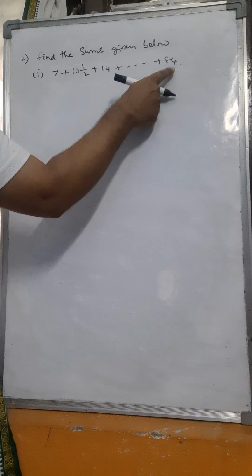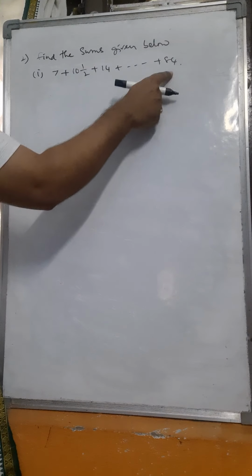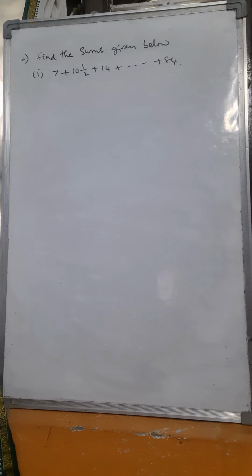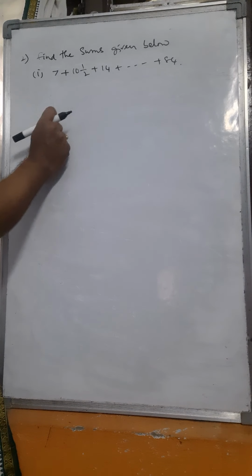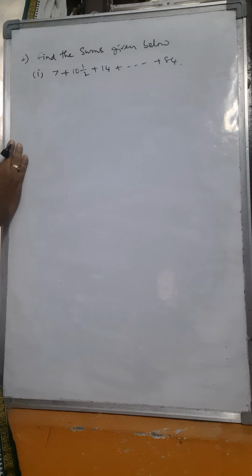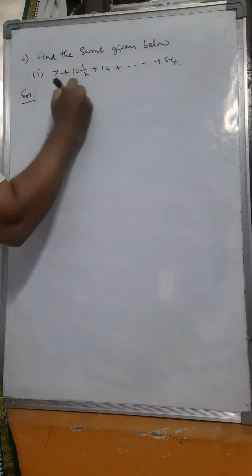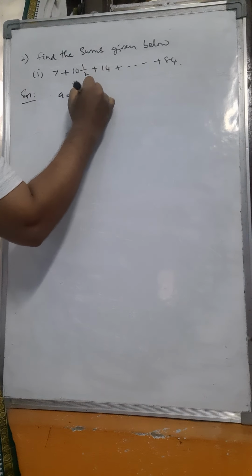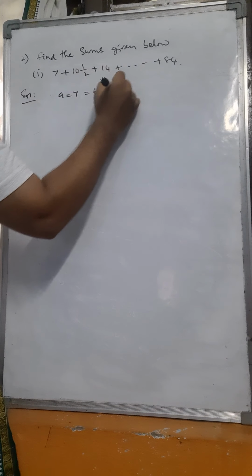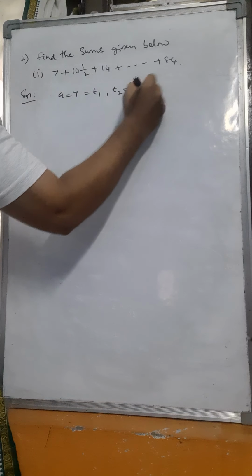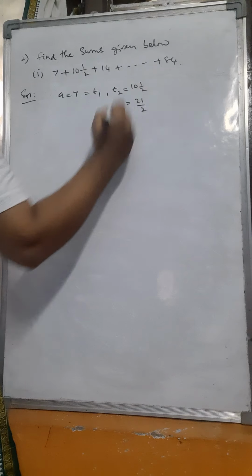So here it is the first term, second term, third term, but we don't know the nth term. 84 is the nth term. First of all, we have to find the number of terms in the arithmetic progression. For this one, the first term is 7. This is T1. T2 is equal to 10 and a half, which means 21 by 2.